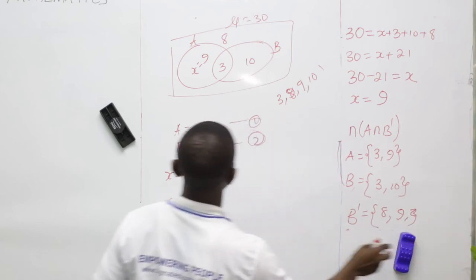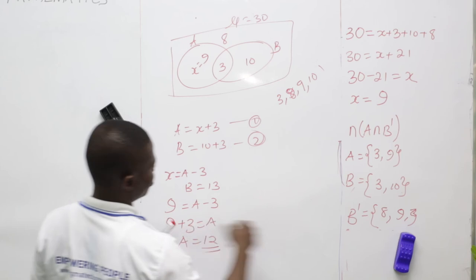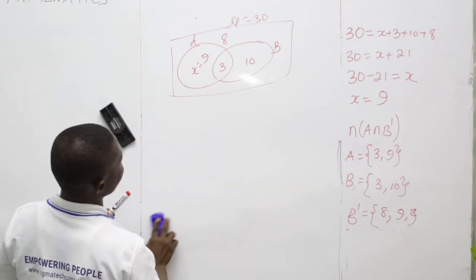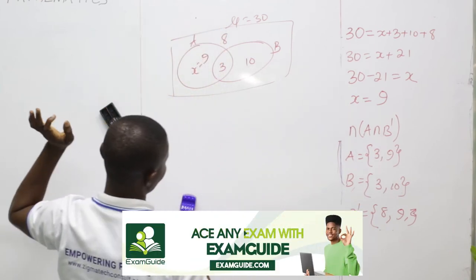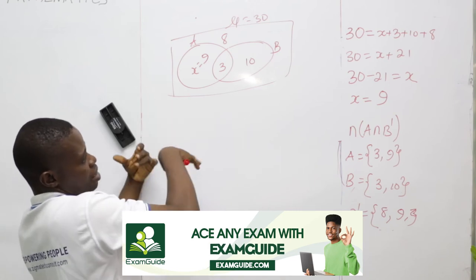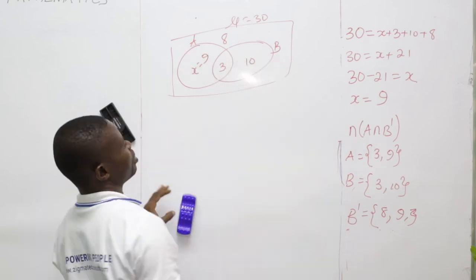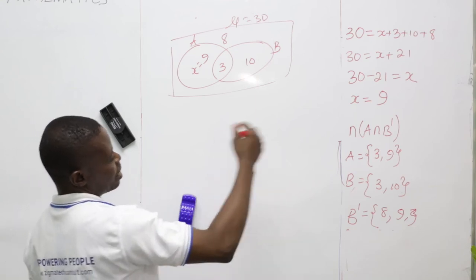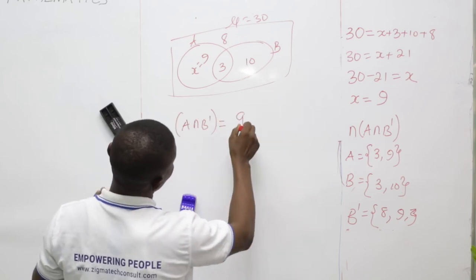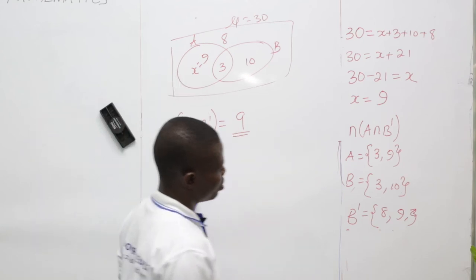Let me use the diagram to analyze very well. From here now, see A here and see B. What is the number that is in A, not in B? If you want to get what A and B have in common, the number that is in A which is not in B is the complement, the intersection. That is A intersection B prime equals what? Just call it this 9. The value of S will have 9. That's just 9. Look at it.